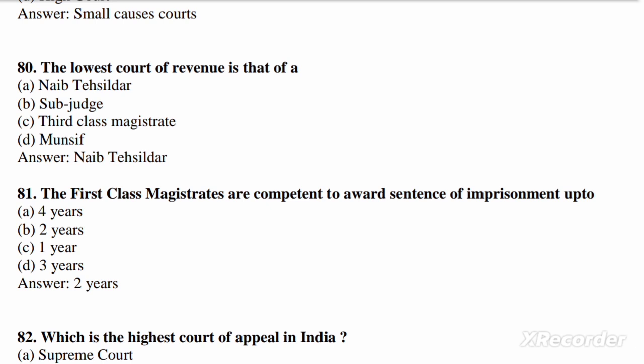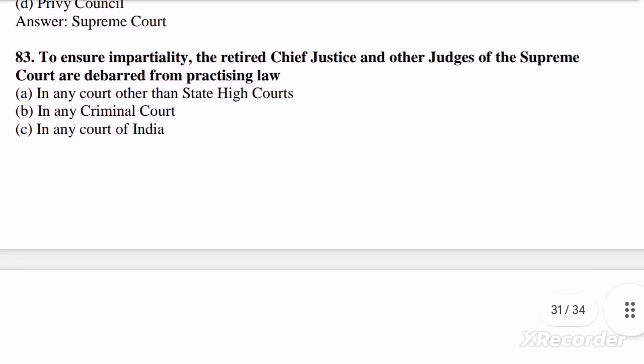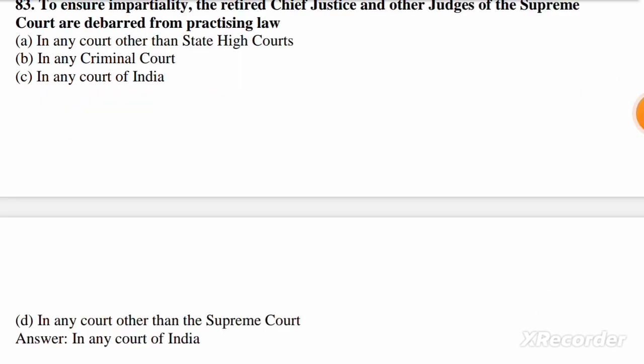81. The first class magistrates are competent to award sentence of imprisonment up to 2 years. 82. Which is the highest court of appeal in India? Answer Supreme Court. 83. To ensure impartiality, the retired Chief Justice and other judges of the Supreme Court are debarred from practicing law. Answer C. In any court of India.